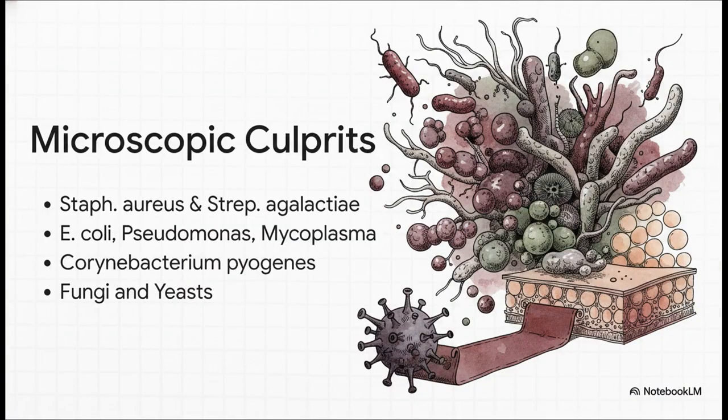So who exactly is to blame here? Well, the microscopic culprits are surprisingly diverse. The main bacterial invaders you'll see are Staphylococcus aureus and Streptococcus agalactiae. But they are far from alone. We also see soil-borne pathogens like E. coli and Pseudomonas, and dangerous organisms like Corynebacterium pyogenes, which actually causes something known as summer mastitis. And it's not just bacteria either. Fungi and yeasts like Trichophyton and Candida can invade as well. What's really interesting is that while viruses, like foot and mouth disease, don't cause mastitis directly, they damage the tissues and essentially roll out the red carpet, practically inviting these bacterial and fungal invaders right in.